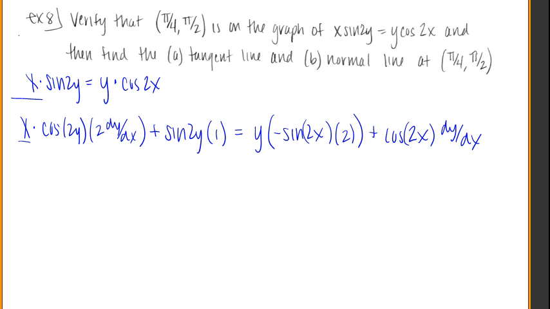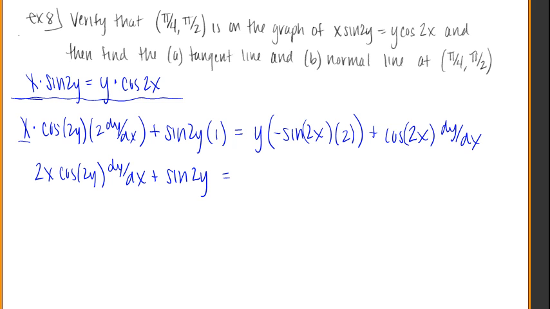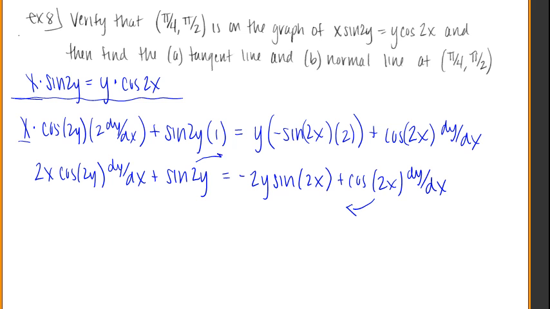Okay, so let's clean this up just a little bit more. So that's my main function there. We have 2x times the cosine of 2y, and then dy/dx, plus the sine of 2y is equal to, looks like negative 2y times the sine of 2x plus the cosine of 2x dy/dx. Okay, so let's isolate our dy/dx's. So let's move this term over, and we're going to move that term over that way.